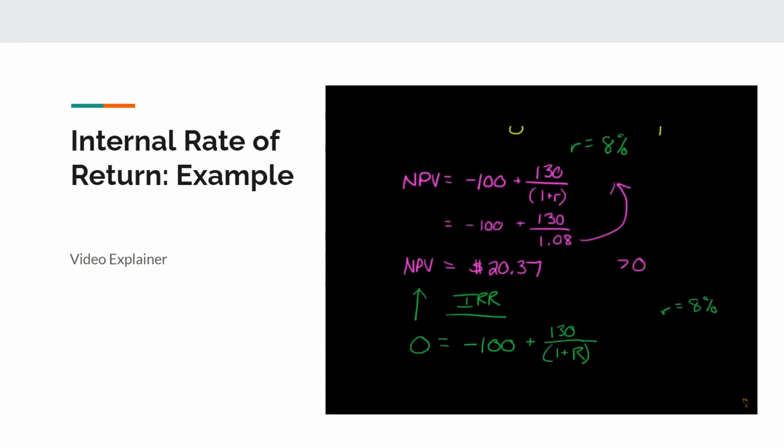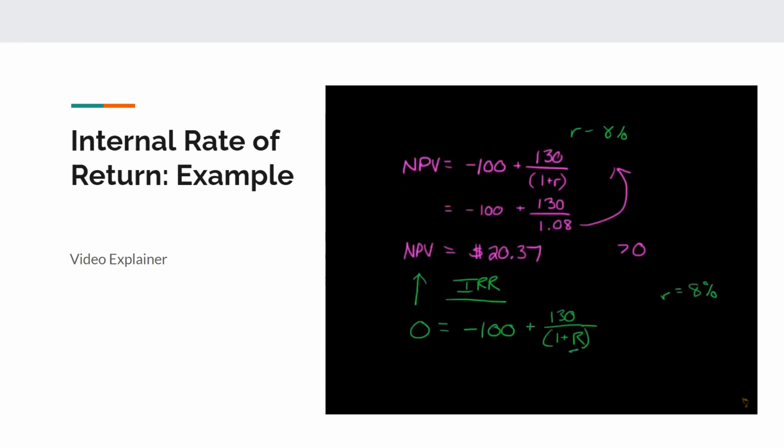You say, okay, well, what is this big R then? What is the difference between big R and little r? Well, we're going to try and solve for the big R that we would have to plug in that would make the NPV equal to 0. Once we've determined what R is, we're going to compare it to that 8%, and that's going to be our decision rule.